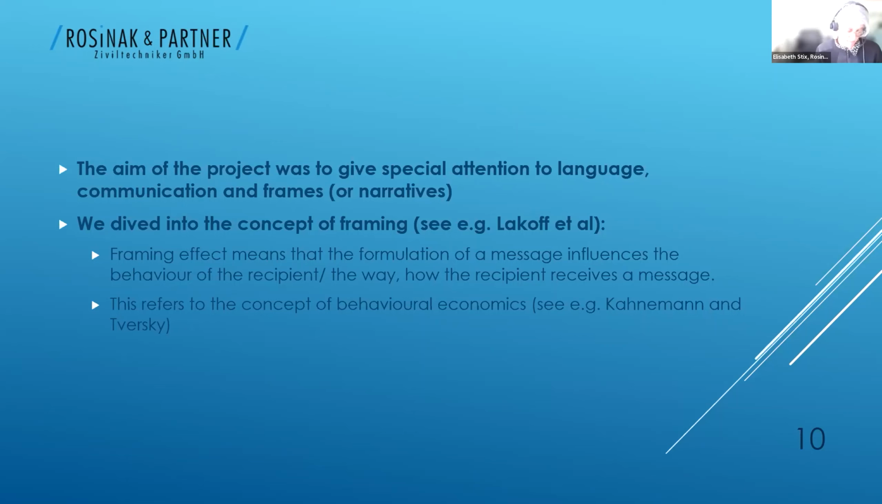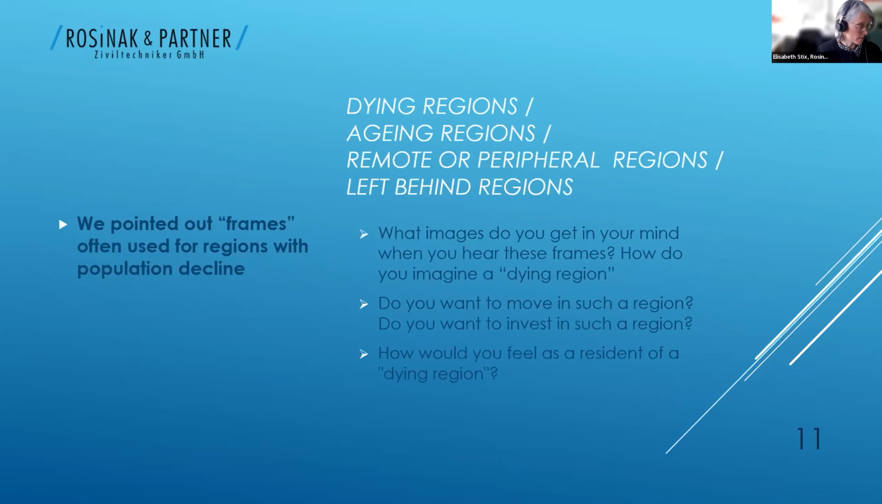The authors say that the framing effect means that the formulation of a message influences the behavior of the recipient, or the way the recipient receives a message. I want to go deeper into that a little bit and give you some examples. In this project, we tried to point out frames or narratives often used for regions with population decline. You often read about dying regions, sterbende Regionen in German, aging regions, remote or peripheral regions, or left behind or lagging behind regions.